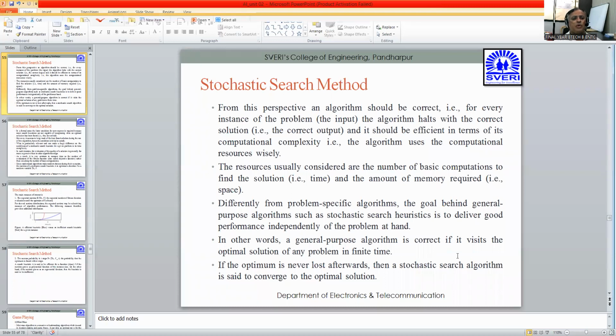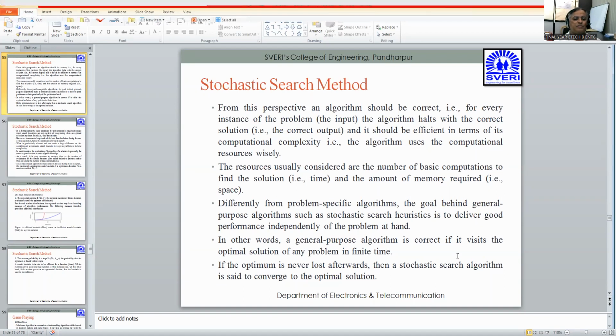Out of all these things, stochastic search algorithms are very wise in this sense. These algorithms use the computational resources very wisely. The resources usually considered are the number of basic computations to find the solution and the amount of memory required. So for what purpose are these computational resources used? To find the solution, that is time, and the amount of memory required, that is space.